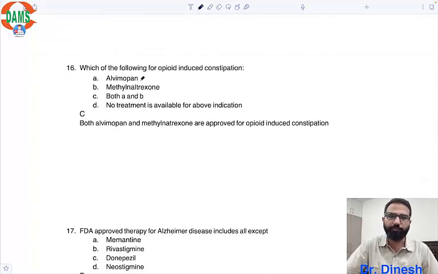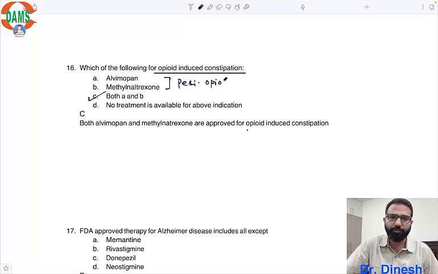Which one of the following is used for opioid-induced constipation, OIC? Opioid-induced constipation, I told you, is an effect where there is no tolerance. Otherwise, most of the actions of opioids show tolerance. There is no tolerance to constipation, so we have to give a peripherally acting drug. Both alvimopan as well as methylnaltrexone are approved for opioid-induced constipation, because both are peripherally acting.